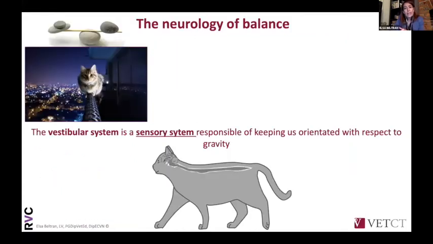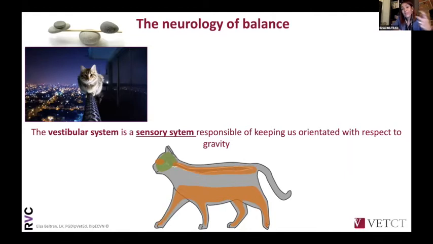So the vestibular system can be defined as the neurology of balance, no? And the vestibular system is a pure sensory system. What does it do? It's responsible for keeping us orientated with respect to gravity. So obviously, if this cat did not have a beautiful and very functional vestibular system, it would not be located there. What the vestibular system does is control the movement of the eyes, the trunk and the limbs according to the movement of the head.